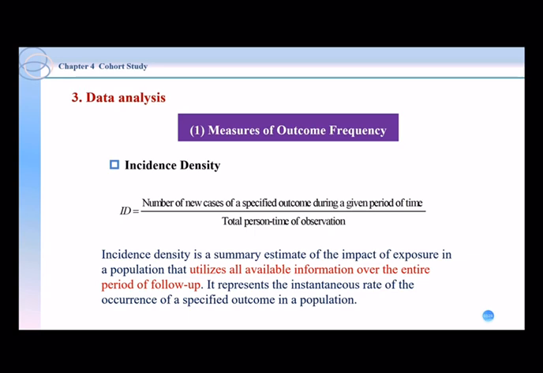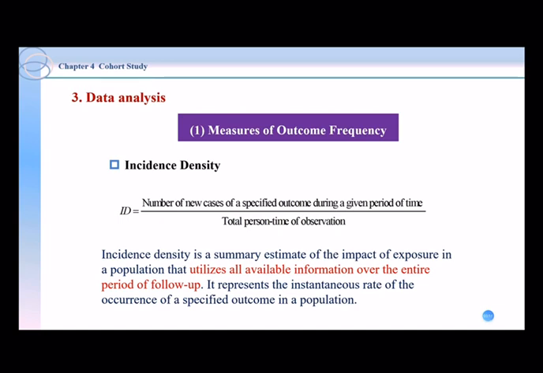For example, one person can be followed up for 1 year, so the person time is 1 person year. A person followed up for 10 years has a person time of 10 person years. If 2 persons are followed up for a year, it's 2 person years. If 2 persons are followed up for 10 years, it's 20 person years.